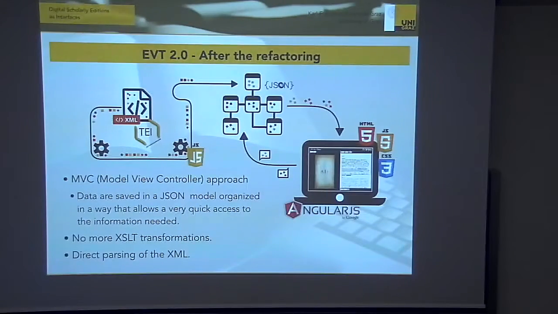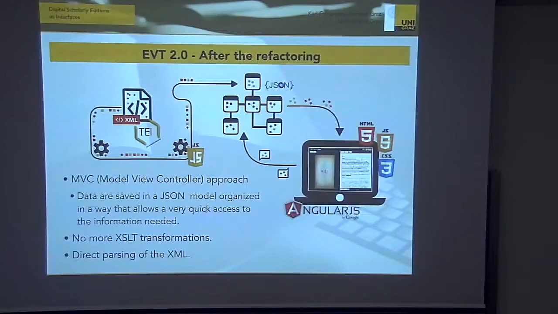The idea behind the new version of EVT is instead to leave to the EVT Viewer the task of reading and parsing the XML and saving as much as possible within a data model, a JSON data model, that persists in the client main memory and is organized in such a way that data retrieval is very quick and easy to access. This has led us to the elimination of the EVT Builder level, and therefore it allows opening a digital edition without any previous XSLT transformations, directly in the web browser.